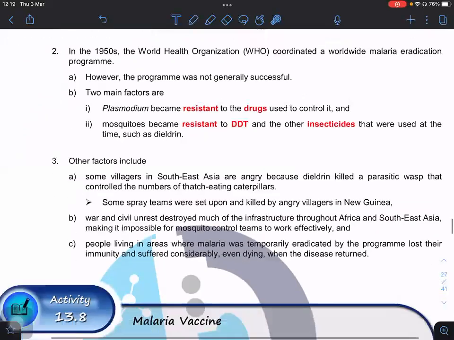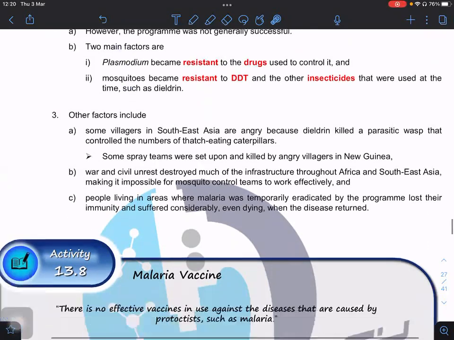So in 1950, we started an eradication program, but generally it was not successful because Plasmodium became resistant to the drug and the mosquito also became resistant to DDT or insecticide. So first, we want to kill Plasmodium, but it becomes resistant to the drug. We want to kill the mosquito, but the mosquito is resistant to DDT.